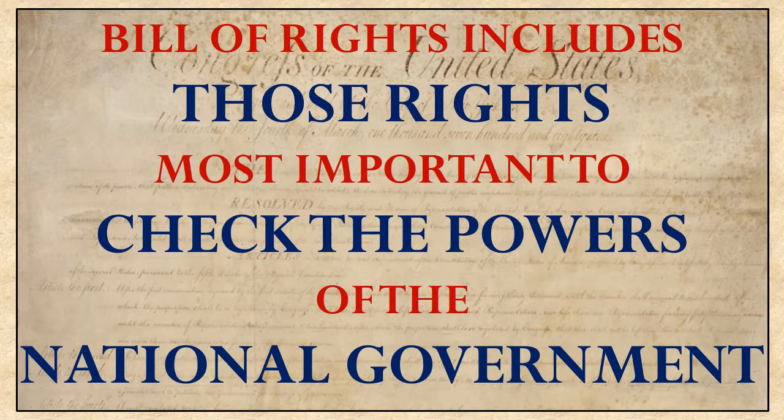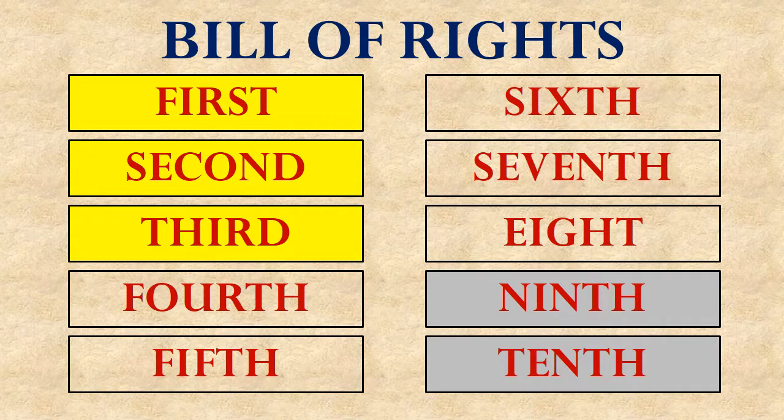As we talked about those amendments in the previous lesson, one of the things that was carefully pointed out was that the Bill of Rights includes those rights which the founders considered particularly important to check and control the power of the national government. In this lesson, we're going to look at the first 3 amendments that are found in the Bill of Rights, the first, second, and third.